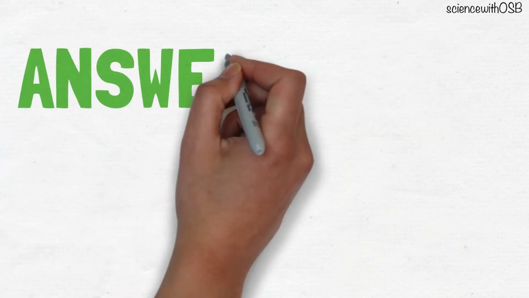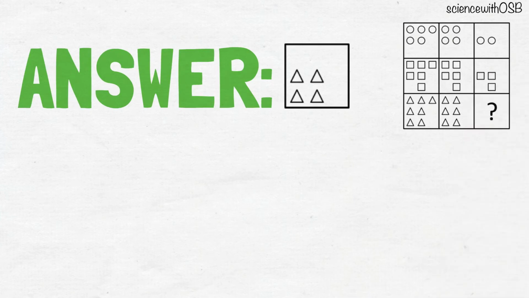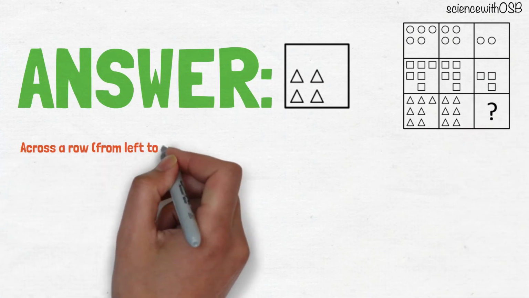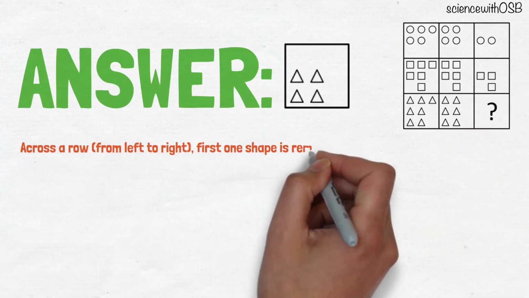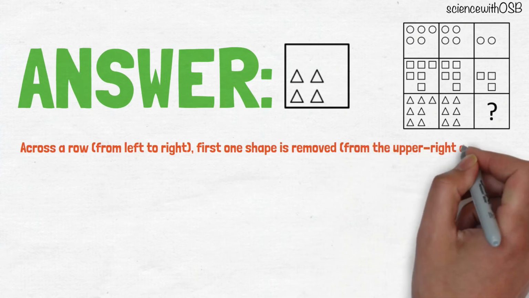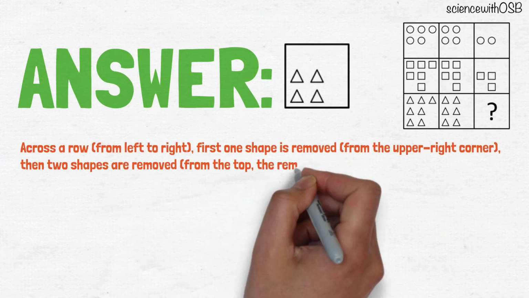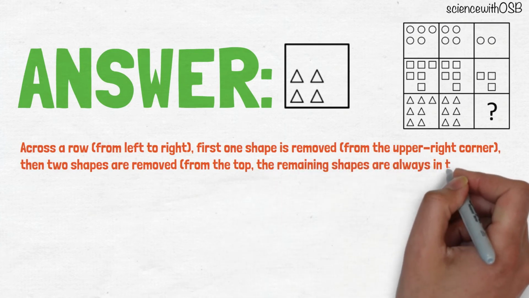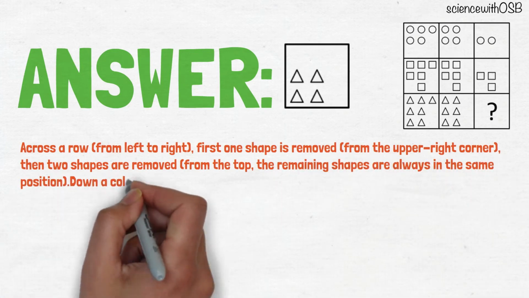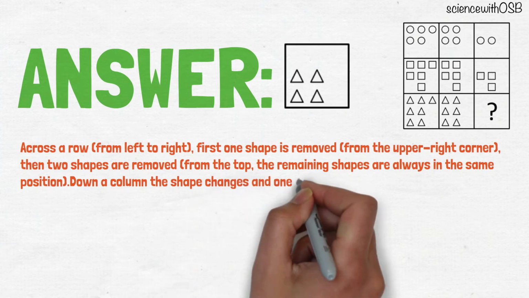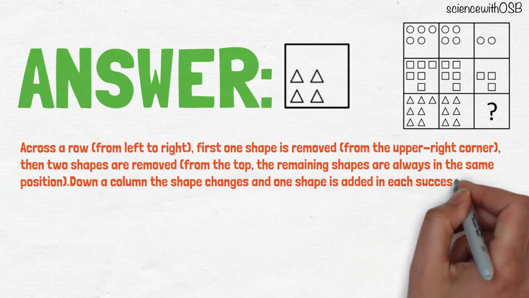Here, the correct answer is option 1. In this matrix, across a row from left to right, first one shape is removed from the upper right corner, then 2 shapes are removed from the top, and the remaining shapes are always in the same position. Down a column, the shape changes and one shape is added in each successive frame.